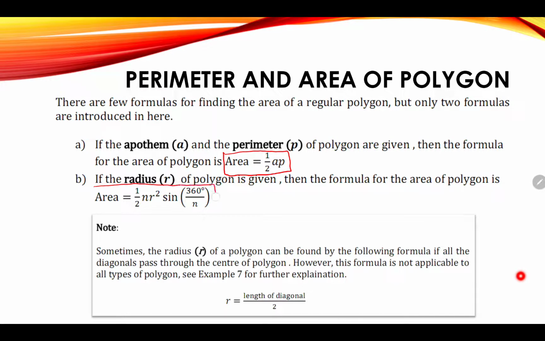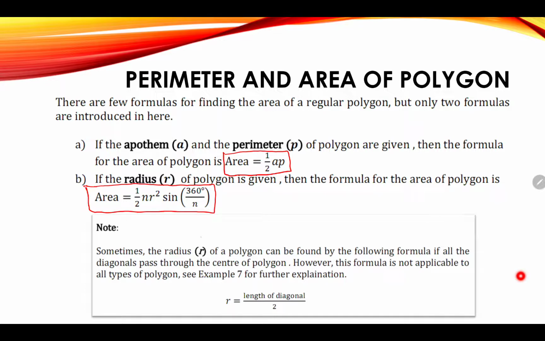Second formula is A equals half NR square sin 360 divided by N. Okay, so we use the second formula if we know the value of R, okay, radius, dan kita tahu N, the number of sides. Kita tak tahu A, tak tahu P. Okay, so kita boleh pilih lah nak guna formula yang mana ikut kesesuaian info apa yang kita dapat.